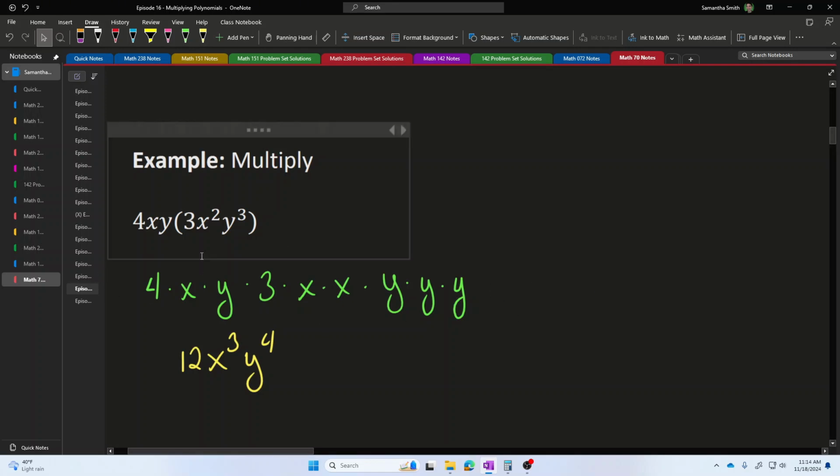And then you just have to take stock of what happens when you multiply those two products together. The two coefficients, the two numbers in front, get multiplied, and then total up any x's that you have, total up all the y's that you have, and rewrite those in an exponent format.